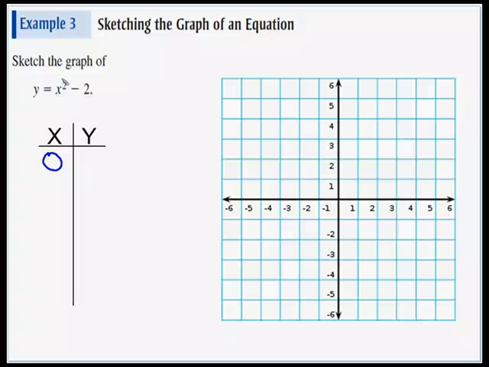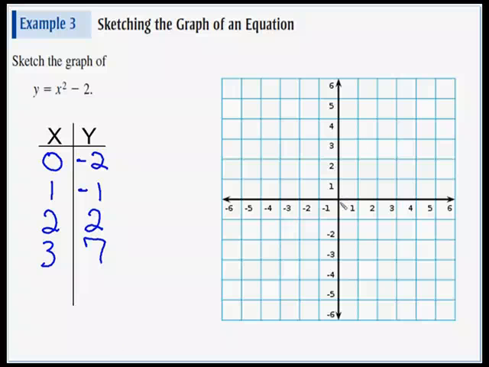If I plug in 0, 0 squared is 0, minus 2 is -2. If I plug in a positive 1, 1 squared is 1, 1 minus 2 is -1. Plug in a 2. 2 squared is 4, 4 minus 2 is 2. And let's go 3. 3 squared is 9, minus 2 is 7. So here's some points to start with.